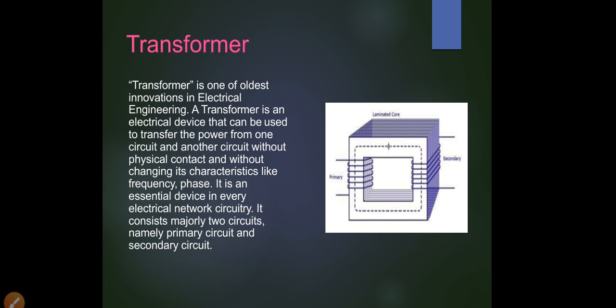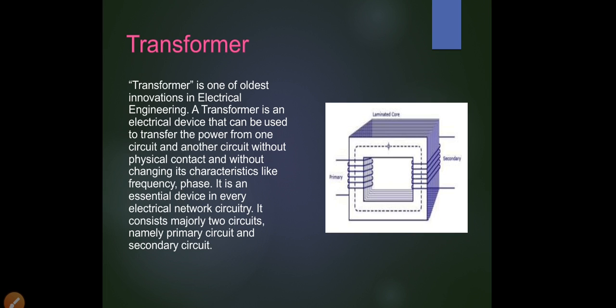It is an electrical device that can be used to transfer power from one circuit to another circuit without any physical contact and without changing its characteristics like frequency. In electrical engineering we always take 50 hertz frequency. In Indian standard systems we use only 50 hertz, but in the American standard it is 60 hertz. That is for electrical engineering purposes.